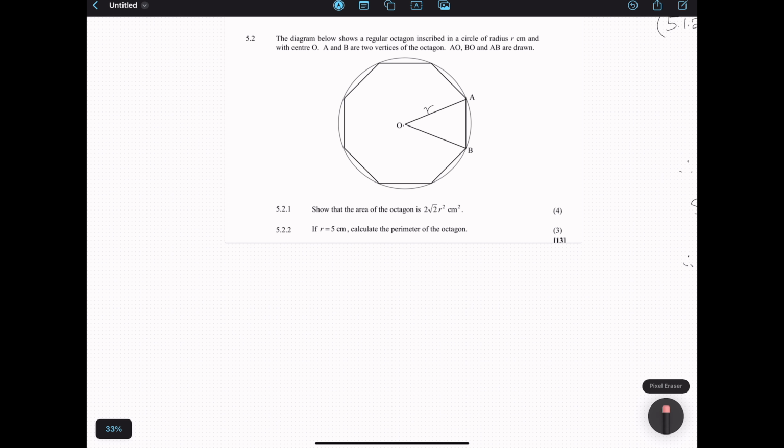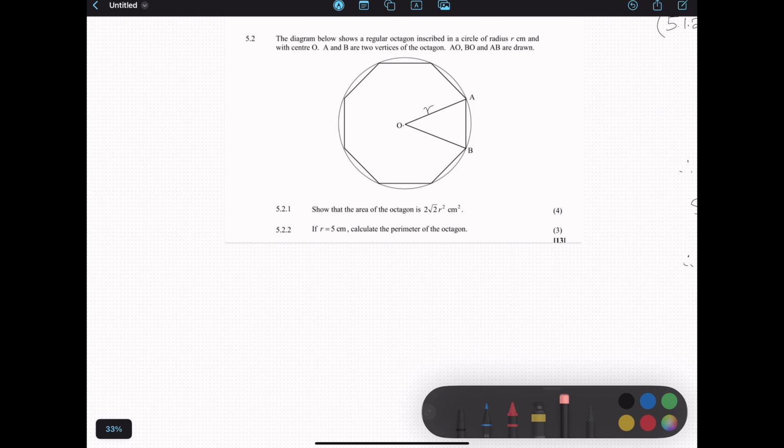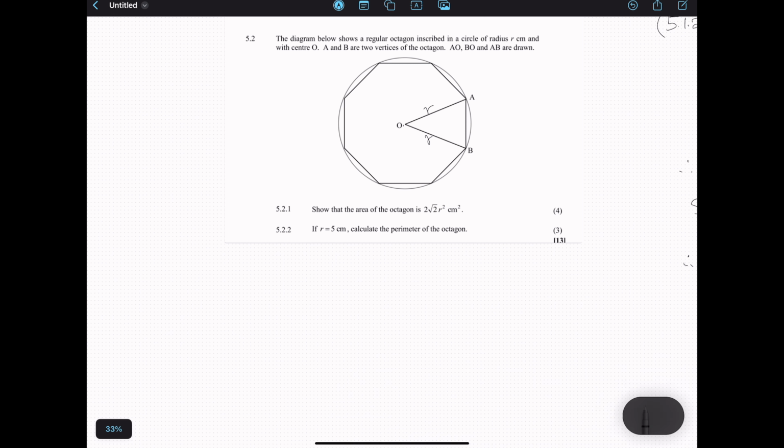Obviously, this is also r. That means these two angles are equal. That's something you can note from that already, because these two angles are equal, these two lengths are equal.